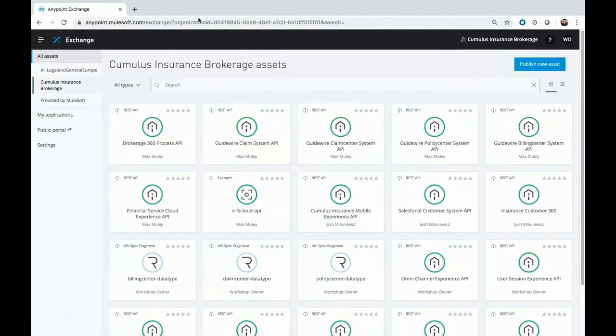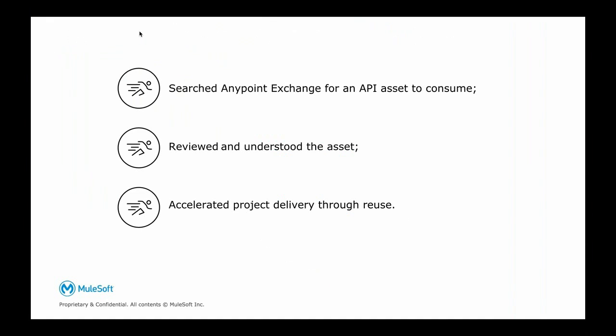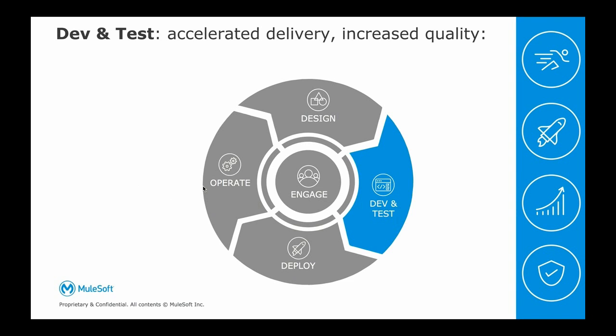We've seen in this demonstration that Jason can search Anypoint Exchange for any API and integration asset, which he can then consume to start his implementation. Jason can also review, understand, and provide feedback on the asset. And Jason can accelerate his project delivery through the power of reuse. We'll now continue Jason's journey by looking at the development and testing parts of the API lifecycle and showing how MuleSoft's Anypoint platform can accelerate the delivery and increase the quality of the implementation deliverables.